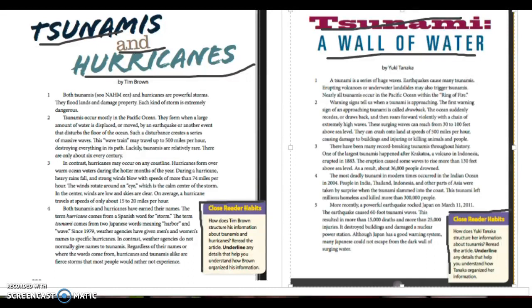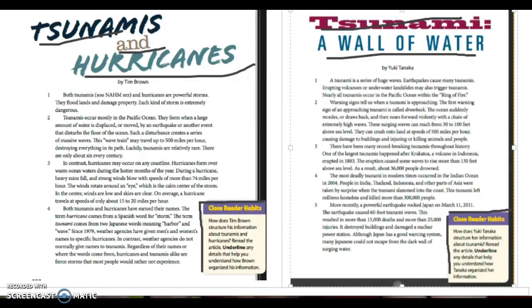In contrast, hurricanes may occur on any coastline. Hurricanes form over warm ocean waters during the hotter months of the year. During a hurricane, heavy rains fall, and strong winds blow with speeds of more than 74 miles per hour. The winds rotate around the eye, which is the calm center of the storm. In the center, the winds are low and skies are clear. On average, a hurricane can travel at the speed of only about 15 to 20 miles per hour.